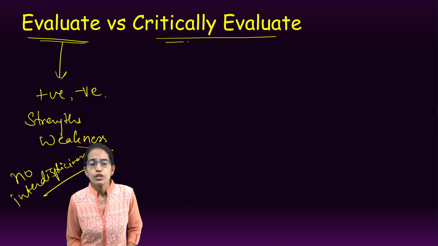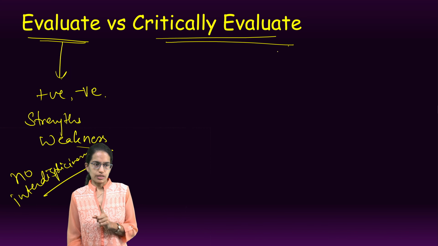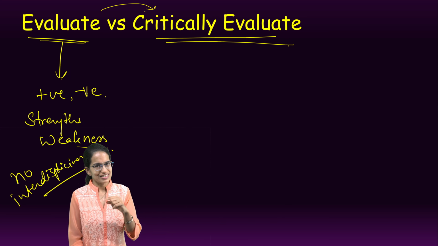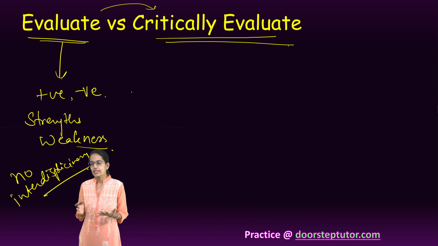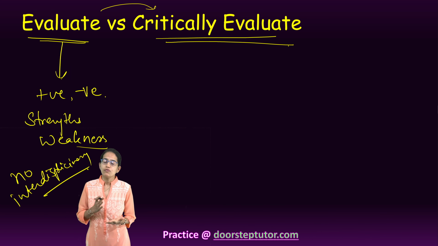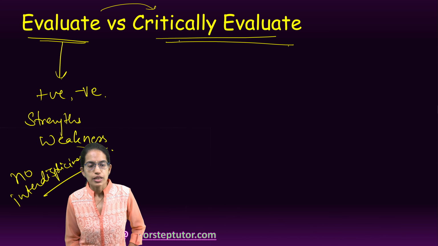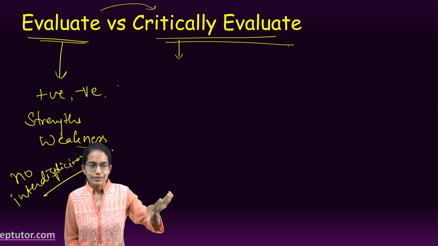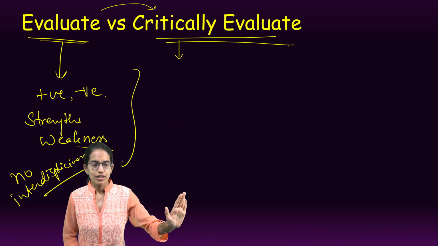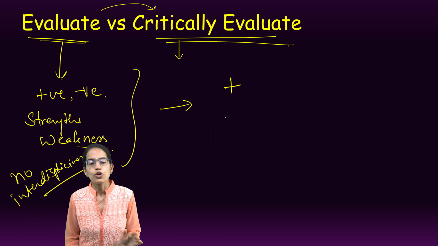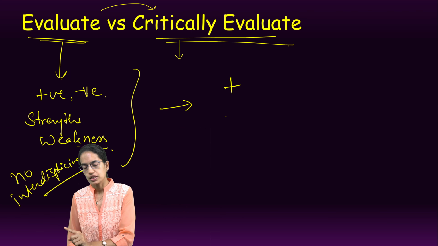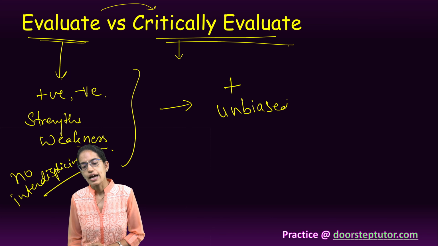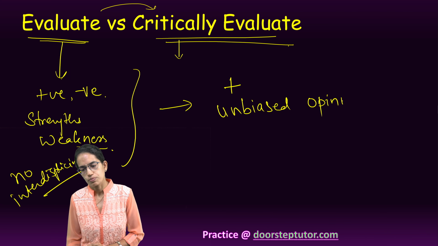However, when you have critically evaluate, the advanced form of evaluate, one very important thing you need to take into account is that you are including everything that is under evaluate. Okay, so that's the first thing. Now on top of it, what else do you need to include? You need to have an opinion, but that should be an unbiased opinion.